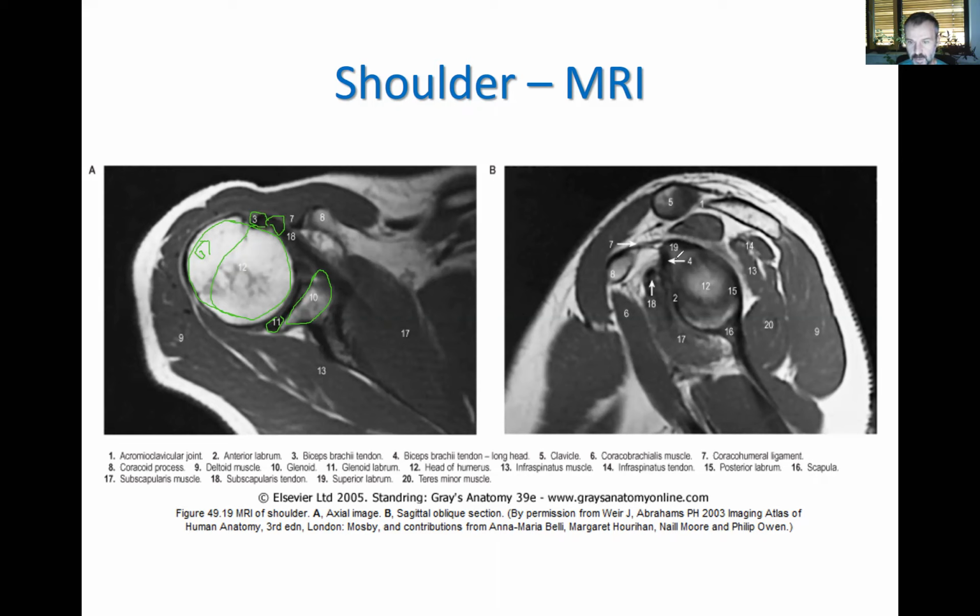On this section here again, we can see the head, and the biceps is here. That's the tendon of the long head of biceps. The dark structures, these are muscles. This is, for example, coracoid process. And here we can see acromion and clavicle. So that's for MRI.